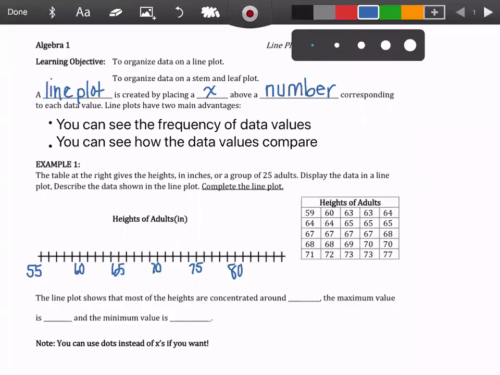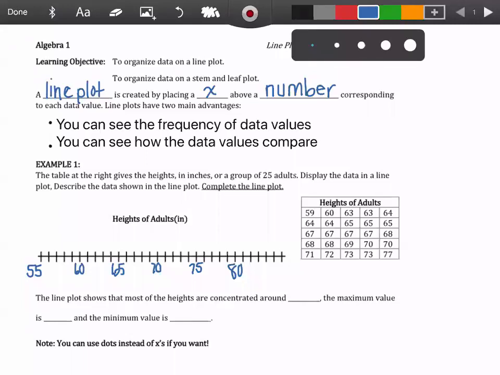Today we are going to learn about line plots and stem and leaf plots. The first one we're going to learn about is a line plot. A line plot is created by placing an X above a number corresponding to each data value. Line plots have two main advantages. You can see the frequency of the data values, and you can see how the data values compare to each other.